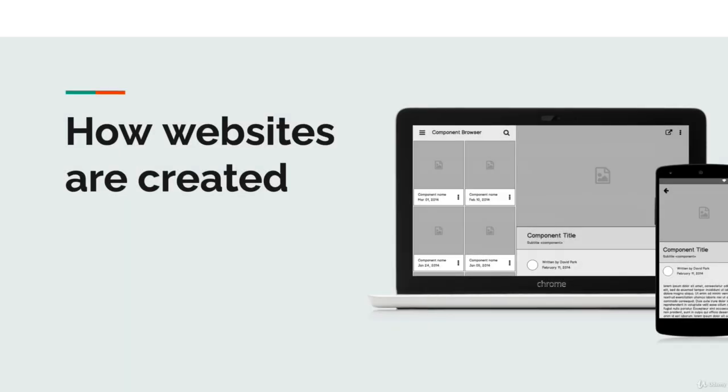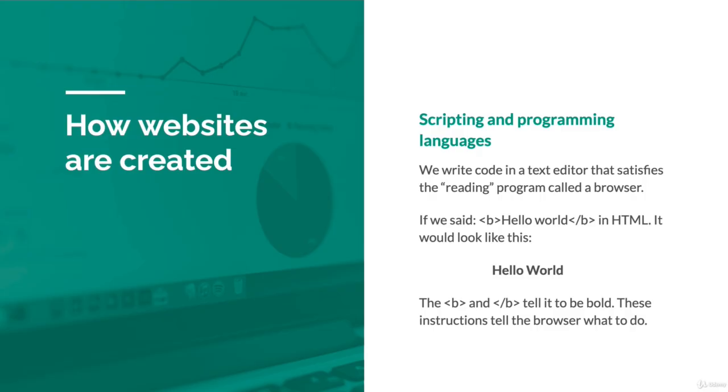How websites are created. Okay, first of all, there are two things we need to know. I guess we don't really need to know right now, but let's cover it anyway. There's scripting and programming languages. A scripting language is like throwing instructions into some sort of machine and it just does what you want it to do. And that's very similar to a programming language.